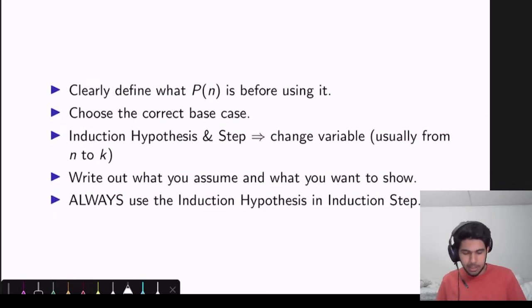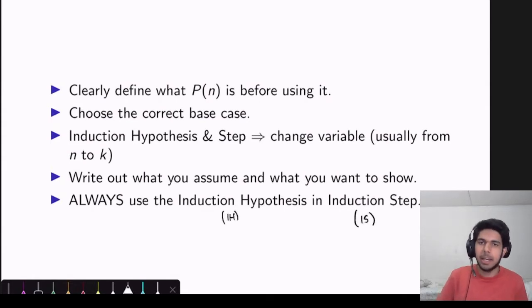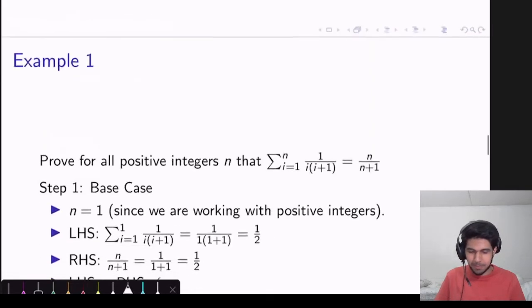Those are my things to remember. Going forward, I might refer to the induction hypothesis as the IH and the induction step as the IS, just some abbreviations. Base case could be abbreviated BC, but I usually don't say BC out loud. All right, now let's see an example.